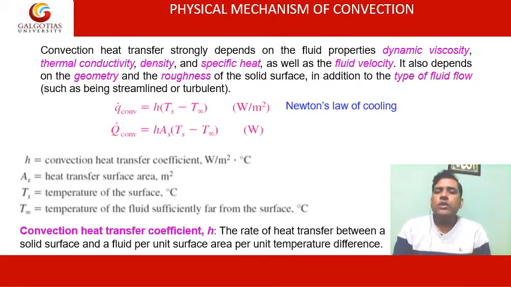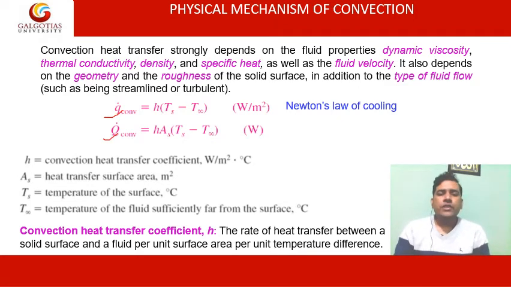In addition to this, it depends on the type of fluid flow, such as streamlined laminar flow or turbulent flow. So convection also depends upon the type of flow. As you can see, this is Newton's law of cooling that we have earlier discussed: q, the heat transfer rate per unit area due to convection, is equal to h (Ts minus T infinity), and if we multiply Newton's law of cooling by the area, then we will get this equation.